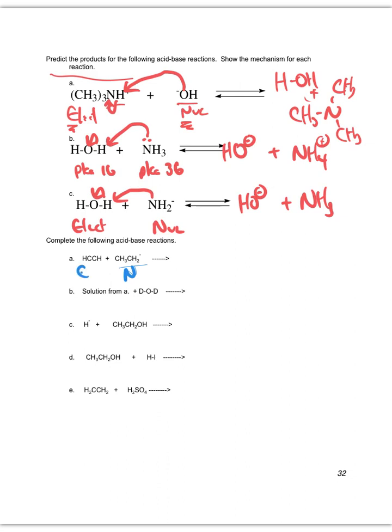We have the nucleophile and the electrophile. Because this has a negative charge on it, this CH2 minus is going to grab a hydrogen and become CH3, and it's going to take a hydrogen off of the acetylene to form the acetylide. So the mechanism would just be something like that. Well, let's draw it out.